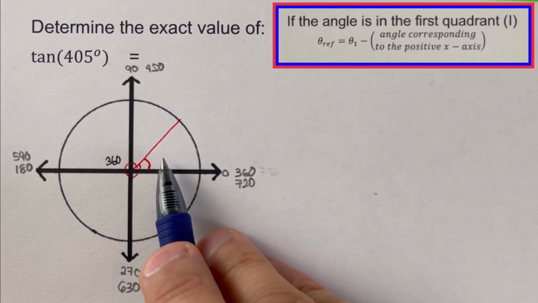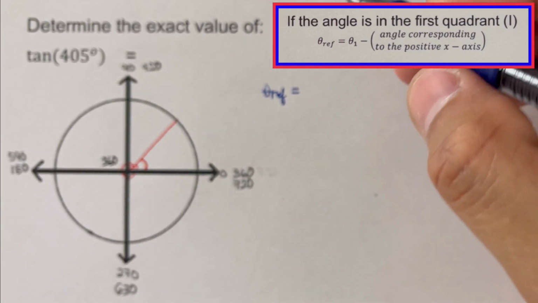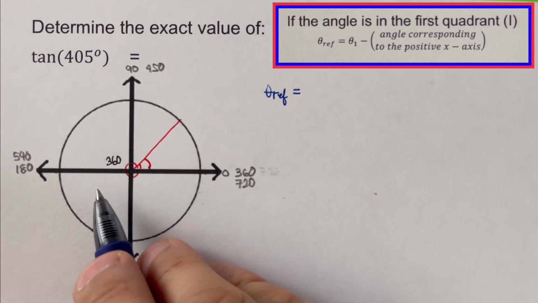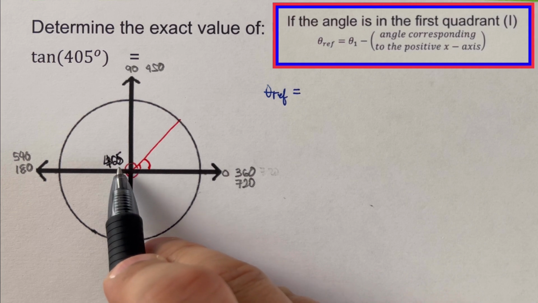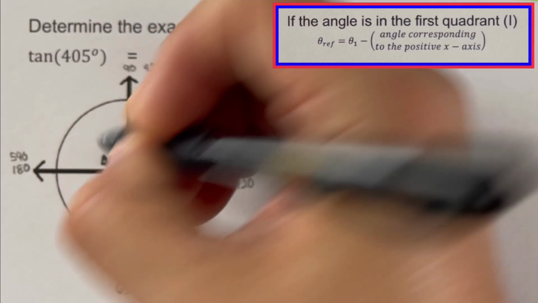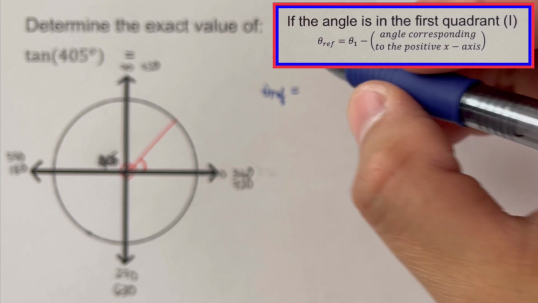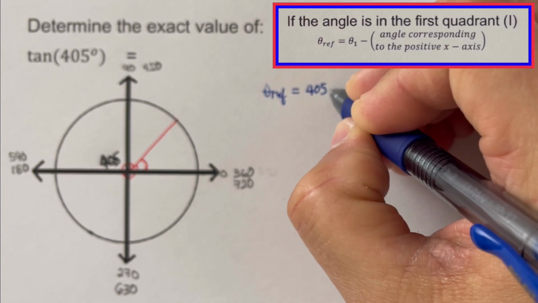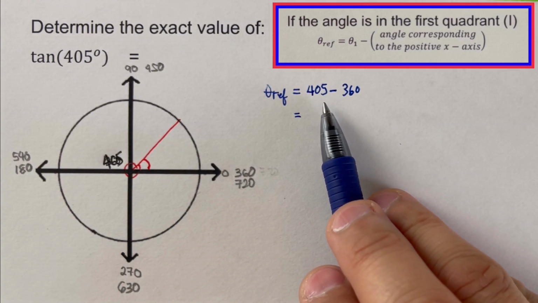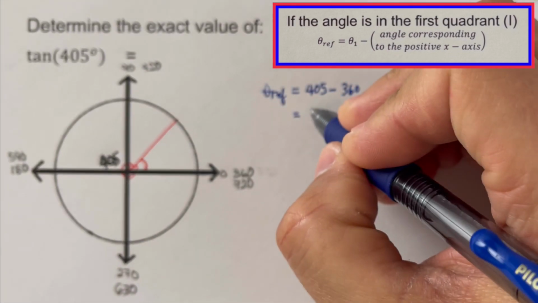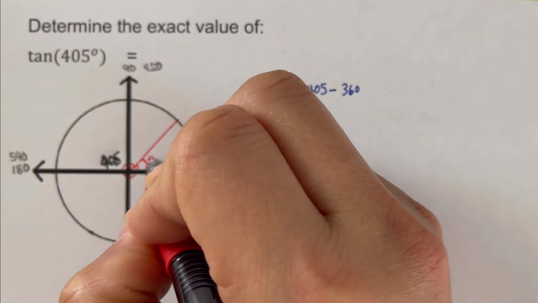So the reference angle, since this falls in the first quadrant, the formula for the reference angle of the first quadrant is whatever the given angle is, which is 405. So we did a 360 turn, and then that's 405 all the way over there. So the reference angle for the first quadrant is the given angle, 405, minus 360. If we subtract 405 minus 360, that is 45. So our reference angle is 45, meaning this angle right here is 45 degrees.